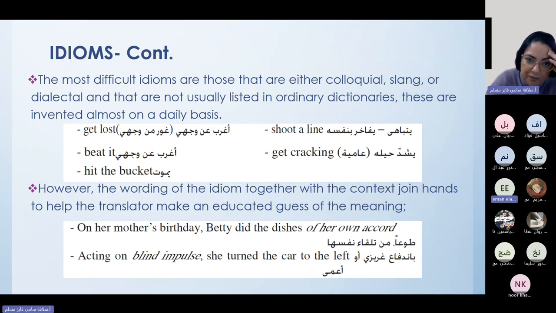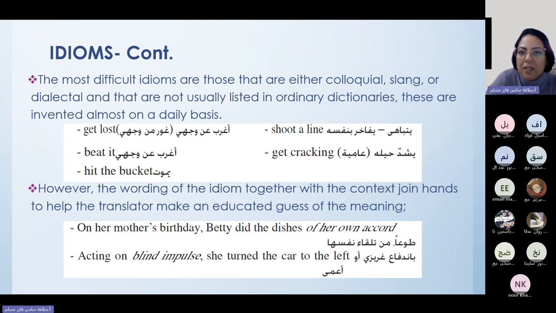Continue. Hit the bucket. This one? No, it's the same one below. Read it. Acting on blind impulse. They turned the car to the left on a blind impulse.